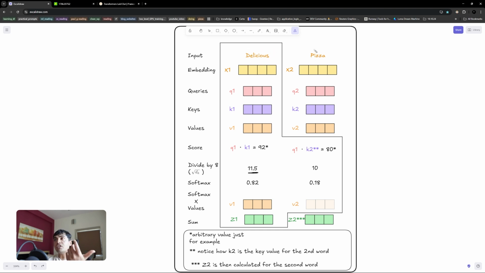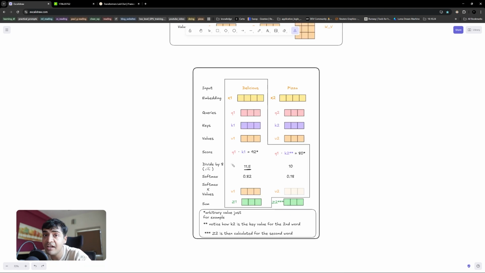Now I need to calculate it for pizza, and that would be x2. So what will I do? I'll do q2 multiplied by k1, k2, and if there are more keys, multiplied by more keys, then divide by the square root of dk, softmax multiplied by values, sum it up. So that is basically how self-attention is calculated for vectors.